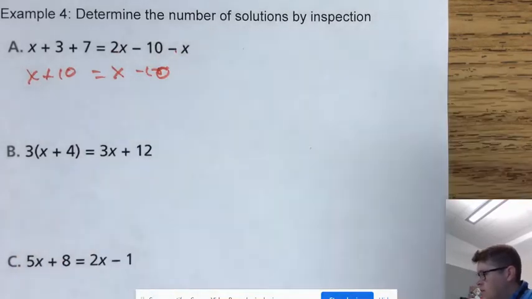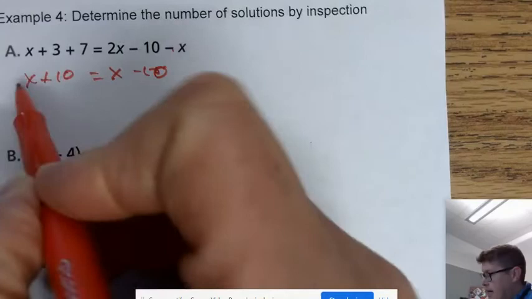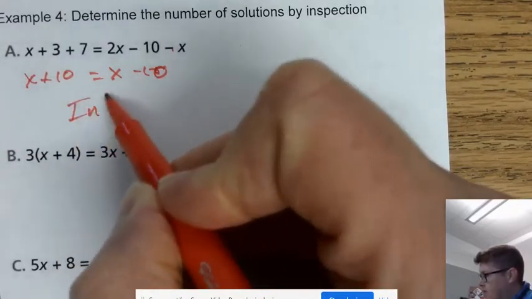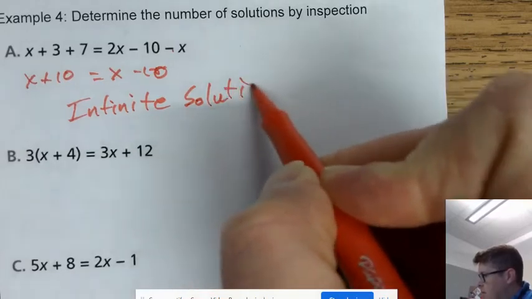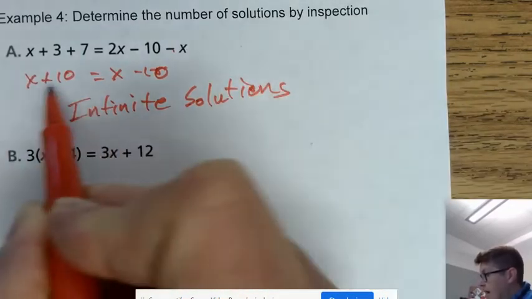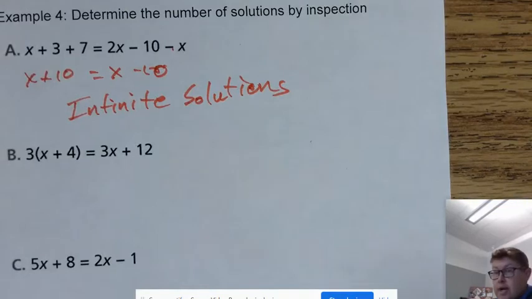Oh, right. I have the same thing on both sides, right? I could keep solving it, but I know that if it's the same thing on both sides, it's going to give me infinite solutions. Okay, so you see that and you just write that, you're good. You don't have to worry about any more work.